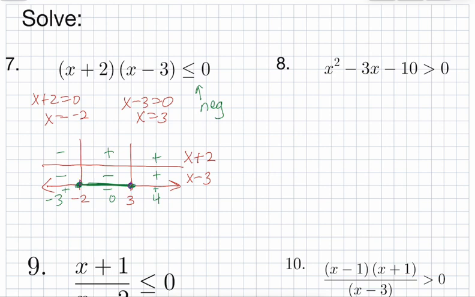And then I'm going to write my answer in interval notation. I want the x's starting at -2, including that with a bracket, and stopping at 3, including that with a bracket. So that is how you do number 7. Do we have any questions about number 7?